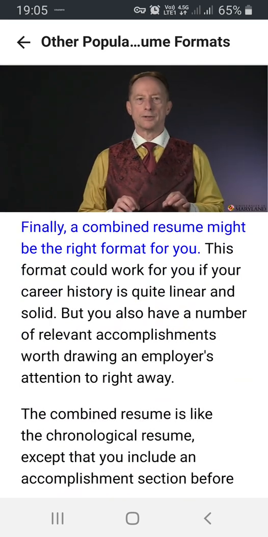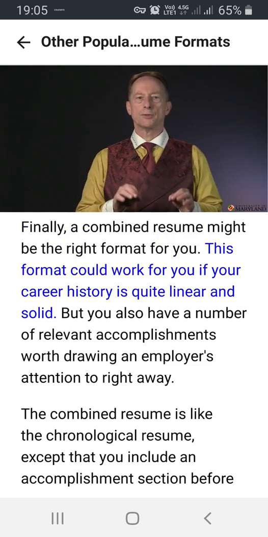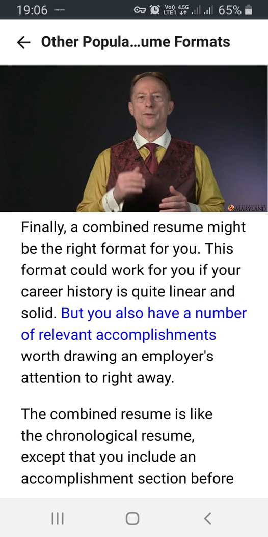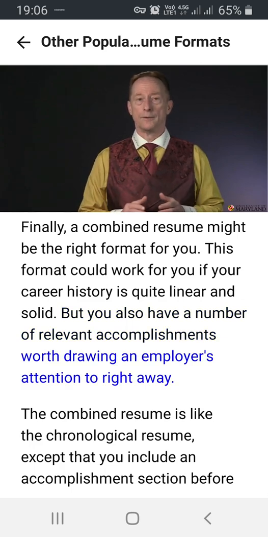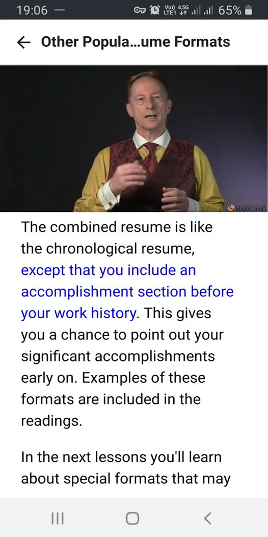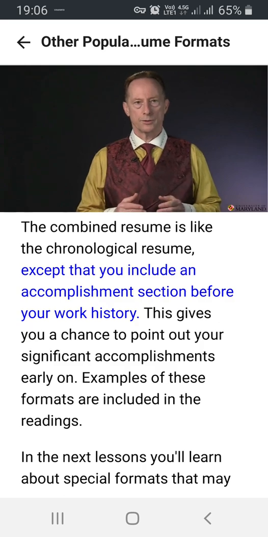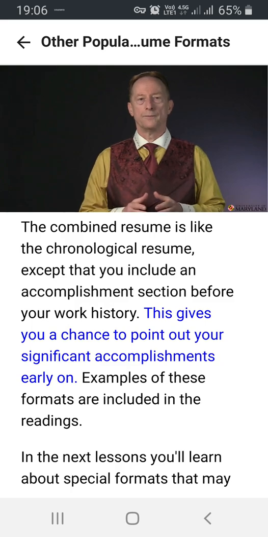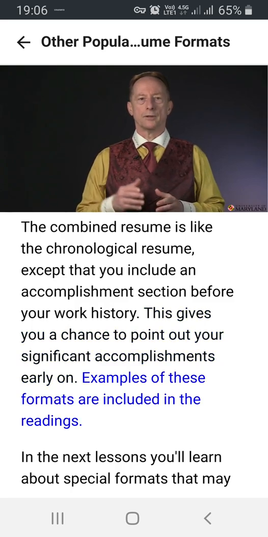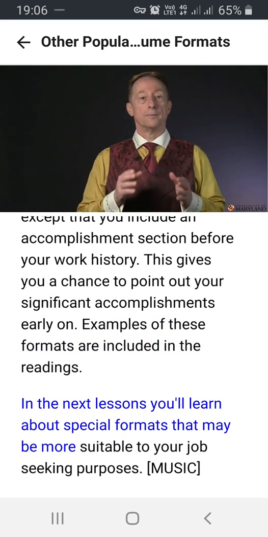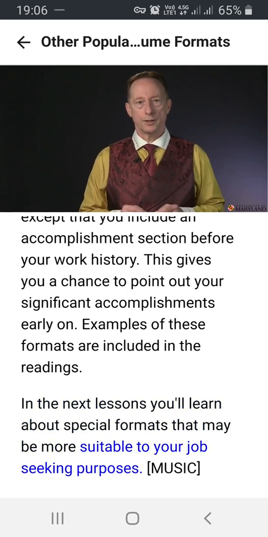Finally, a combined resume might be the right format for you. This format could work for you if your career history is quite linear and solid, but you also have a number of relevant accomplishments worth drawing an employer's attention to right away. The combined resume is like the chronological resume, except that you include an accomplishments section before your work history. This gives you a chance to point out your significant accomplishments early on. Examples of these formats are included in the readings. In the next lessons, you'll learn about special formats that may be more suitable to your job-seeking purposes.